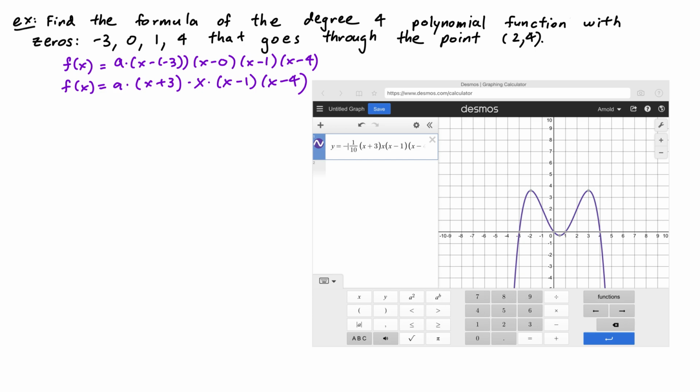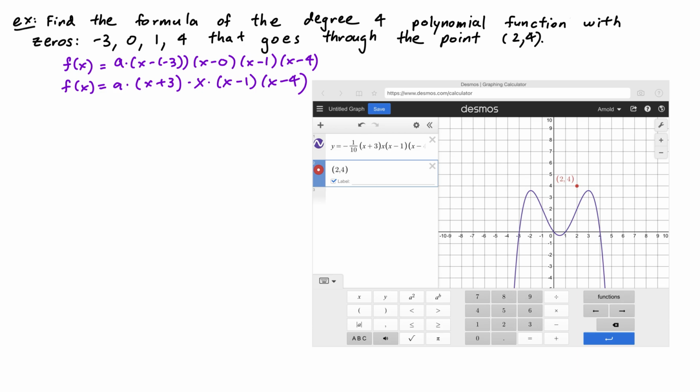So now let's focus on the part where we want our polynomial to go through the point 2, 4. Let's plot that point on our graph. The point 2, 4 would be over here. And we see that with our current vertical scale of -1/10, our polynomial does not pass through the point 2, 4. So our goal here is to find the exact value for our vertical scale a so that my graph goes through the point 2, 4.